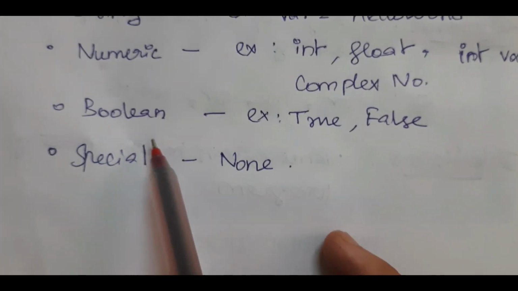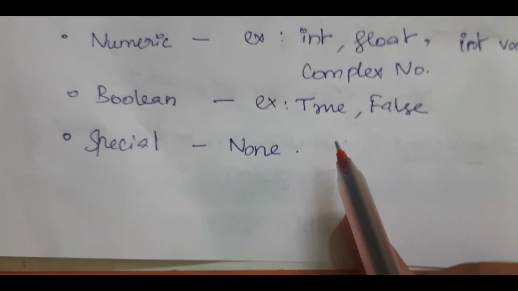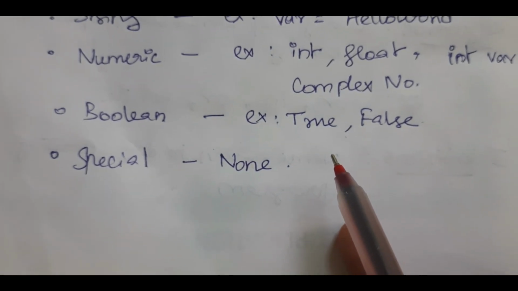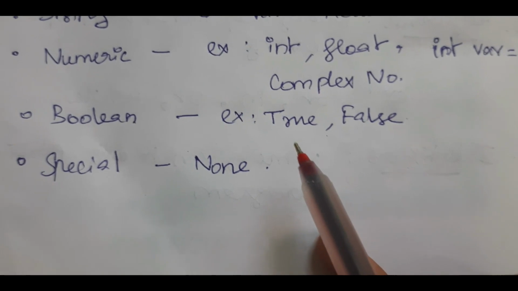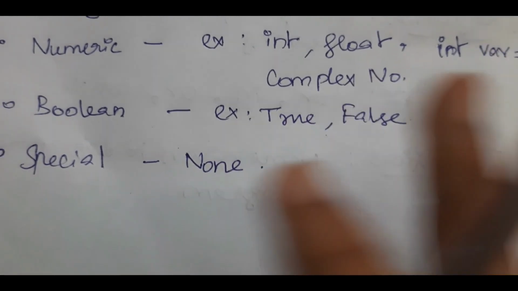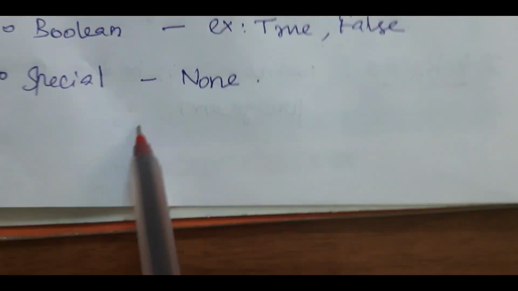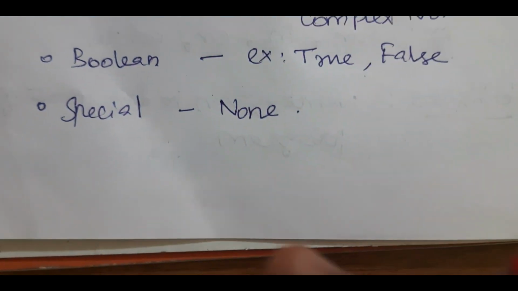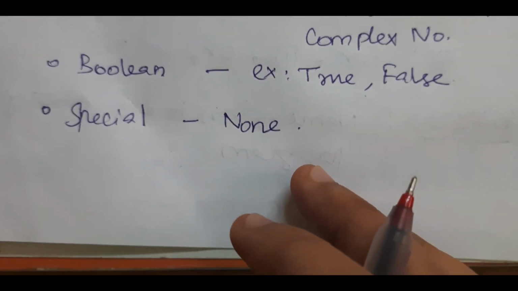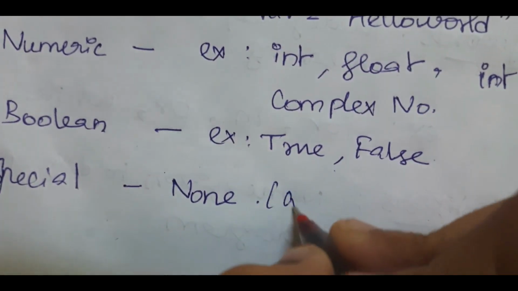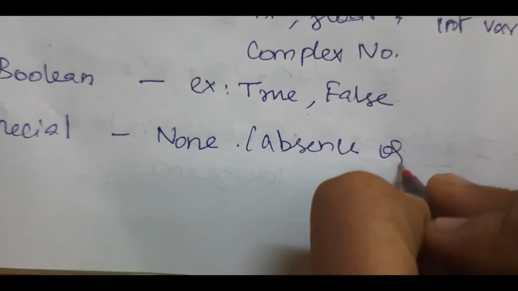And then boolean, we know it is true or false. So a boolean literal in Python is used to represent one of the boolean values. It may be true or false. So a boolean can be either true or false, but not both. And then comes the special literal. So Python has one special literal which is known as None. The None literal is used to indicate the absence of a value.